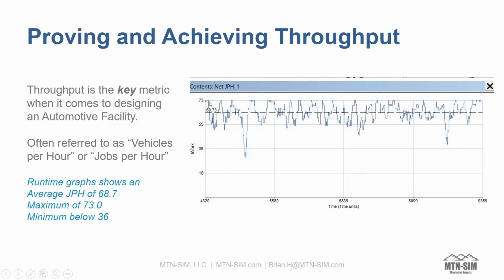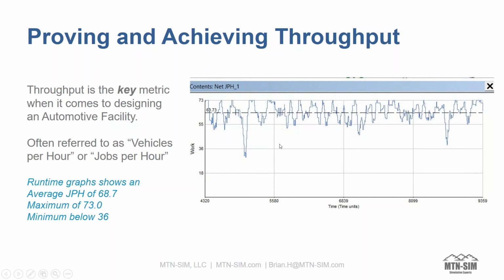So obviously throughput really is the key metric when we're designing any manufacturing facility. What is our throughput going to be? So the plant might have, and management might say, we need to achieve at a minimum 68 jobs per hour or vehicles per hour in this facility.